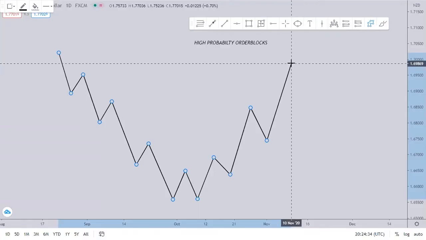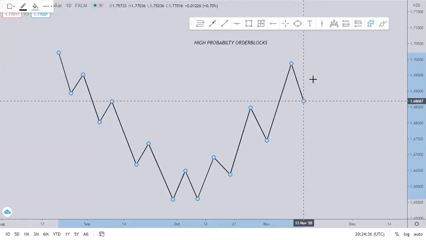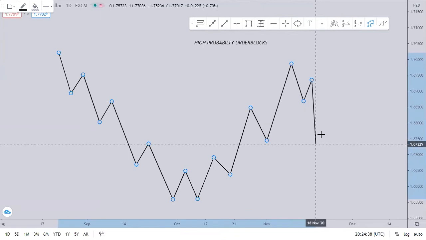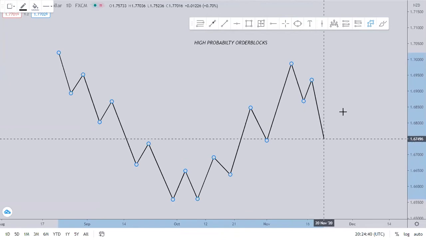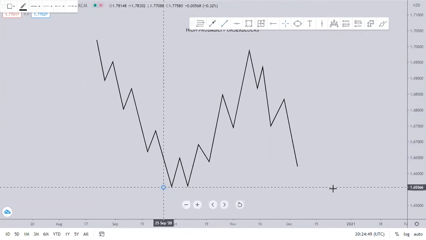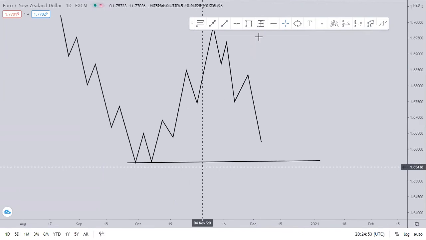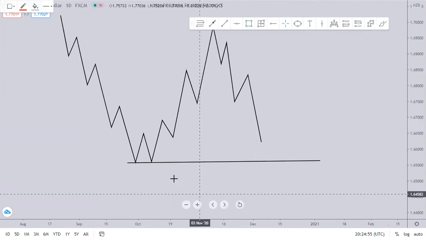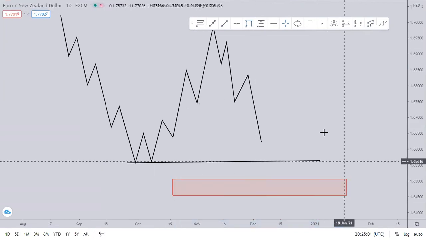Then it finds resistance here. It's coming back down. Now you know that it's coming back to support. So you are looking for what? Buy opportunities. These are our double bottom or equal lows. Below those equal lows, there is a bullish order block like this. That's our bullish order block.